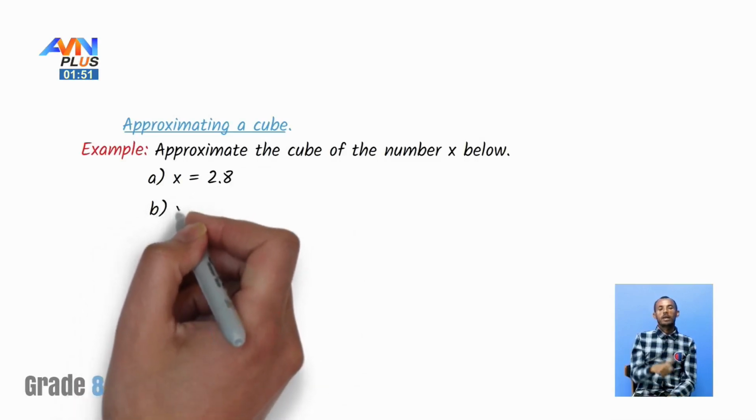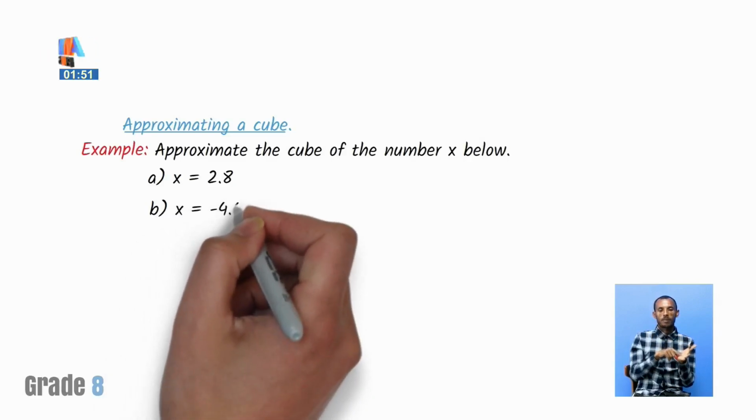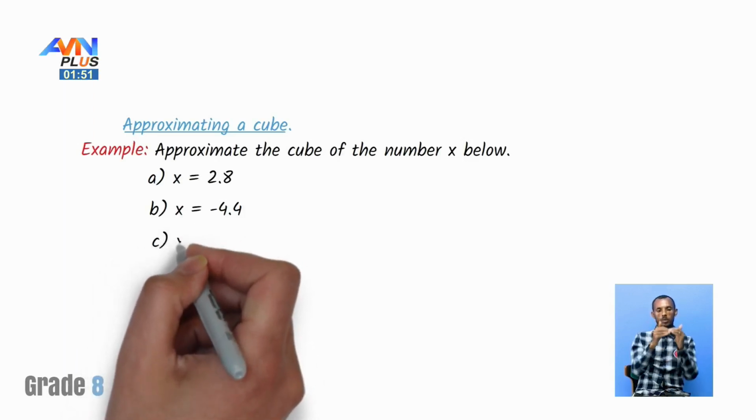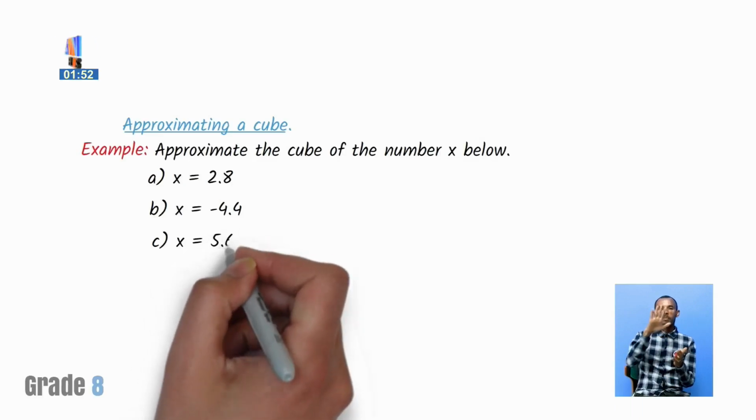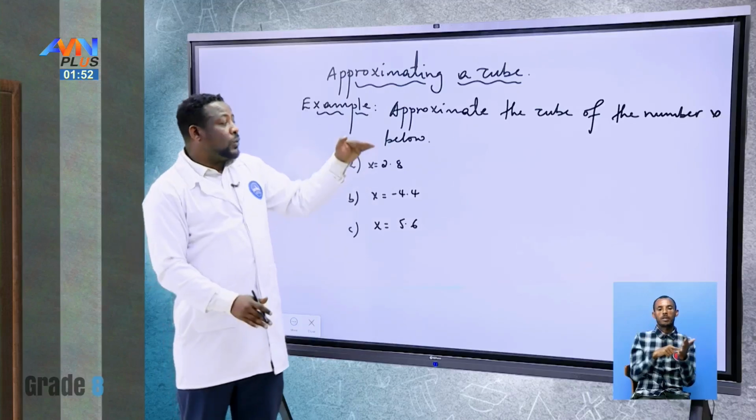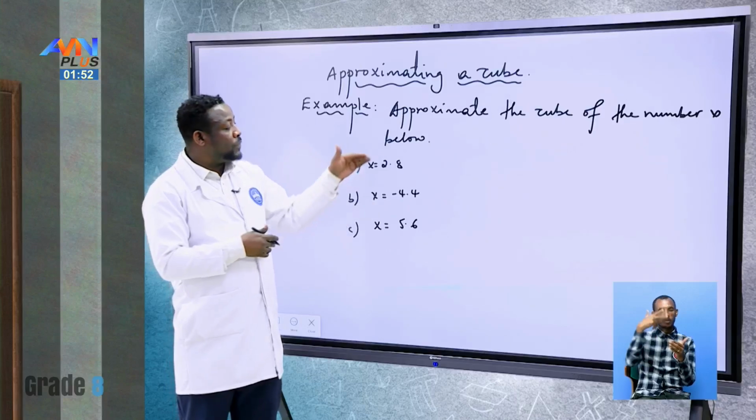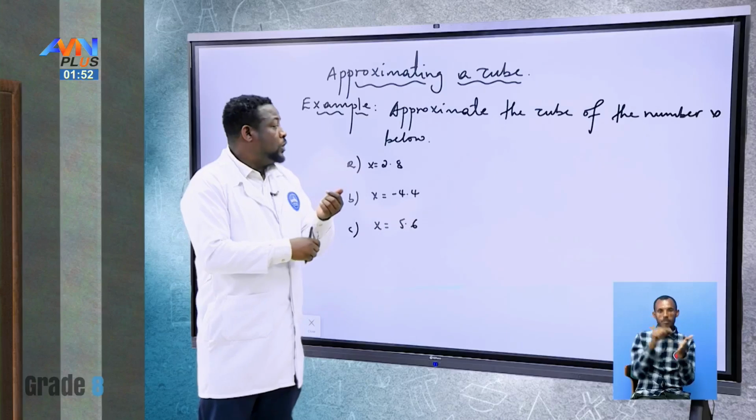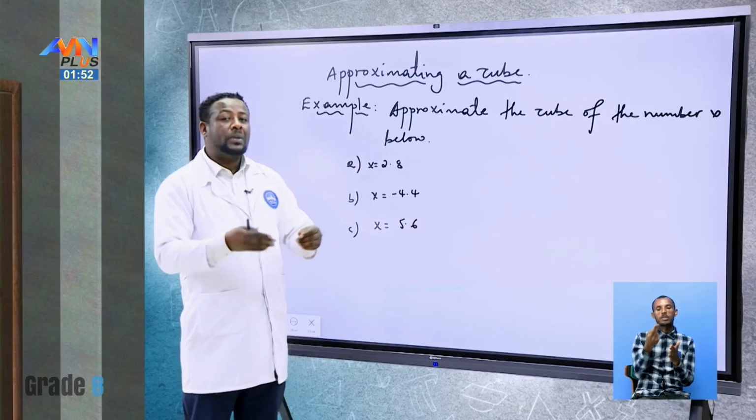The other number, x is equal to minus 4.4, and numbers like x is equal to 5.6. Here we have decimals. For each of these decimals, we are asked to approximate the cube of the following decimals. In approximating any decimal, we use rounding off, so you need to use the principles in rounding off.